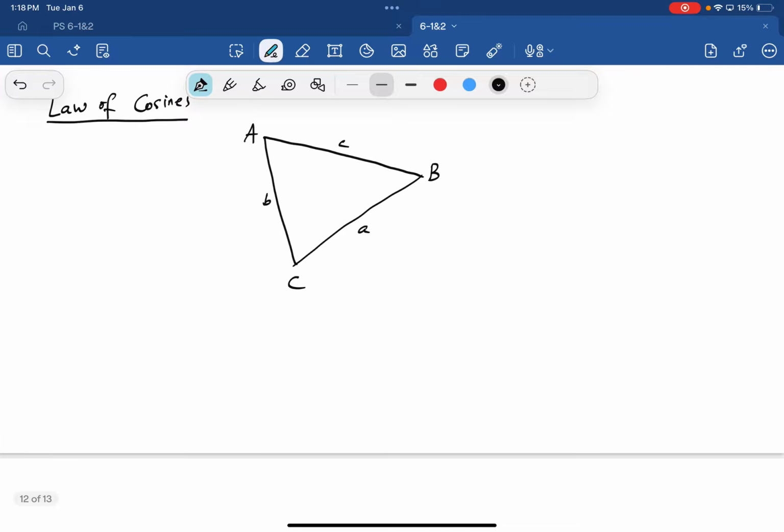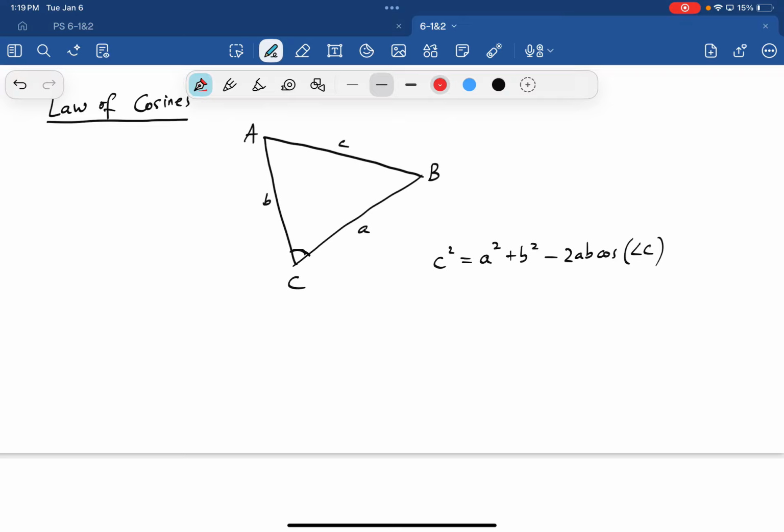Okay, so law of cosines says that c squared equals a squared plus b squared, minus 2ab cosine angle c. If it's an angle, it will be labeled as an angle. So this is a little c. Here's how to memorize it well.